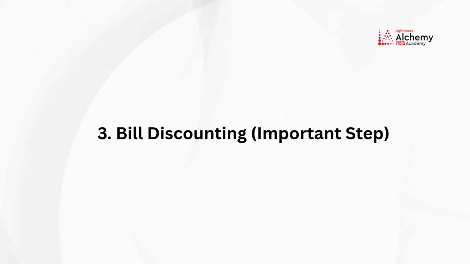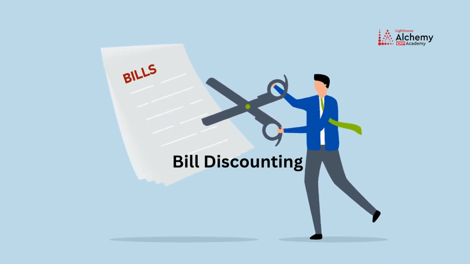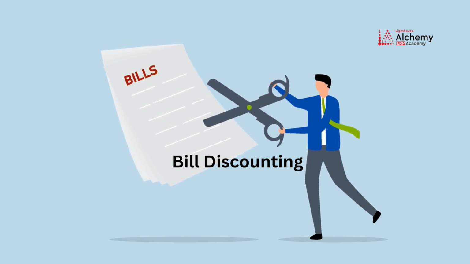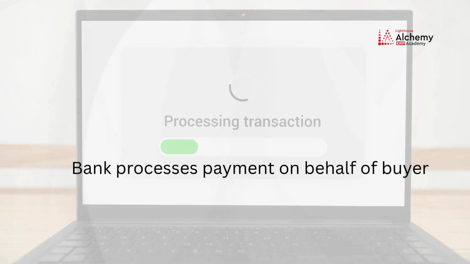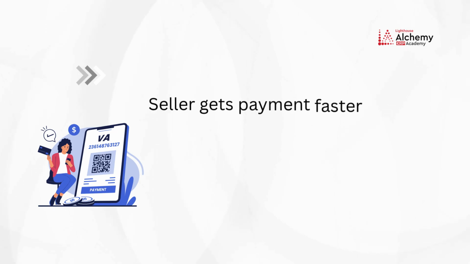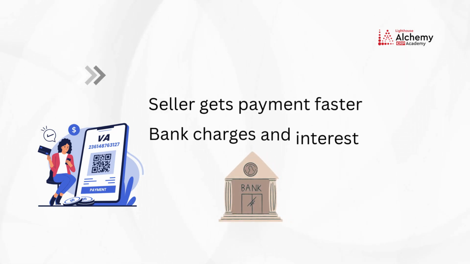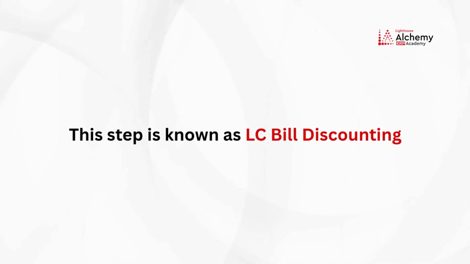3. Bill discounting. Important step. Now comes an important stage, bill discounting. Bank verifies the documents. Bank processes payment on behalf of buyer. This ensures seller gets payment faster. Bank charges and interest are applied. This step is known as LC bill discounting.